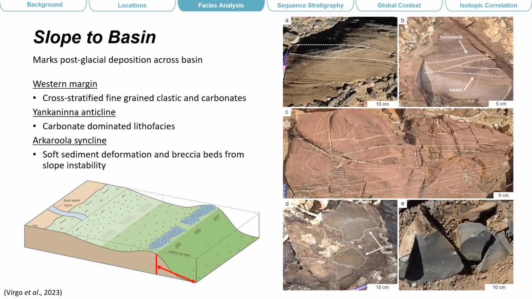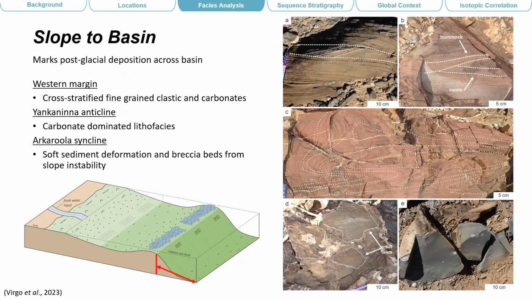And then we get into our slope to basin, and that really marks the post-glacial deposition across the basin. So on the western margin, we see some cross-stratification and fine-grained clastic and carbonate material, and that's like photo B. In Yankonina, we see much more carbonate deposition. So this is a great place to try and get an understanding of those cap carbonates. Darwin actually has some of them at the minute, and he's going to do some analysis on them.